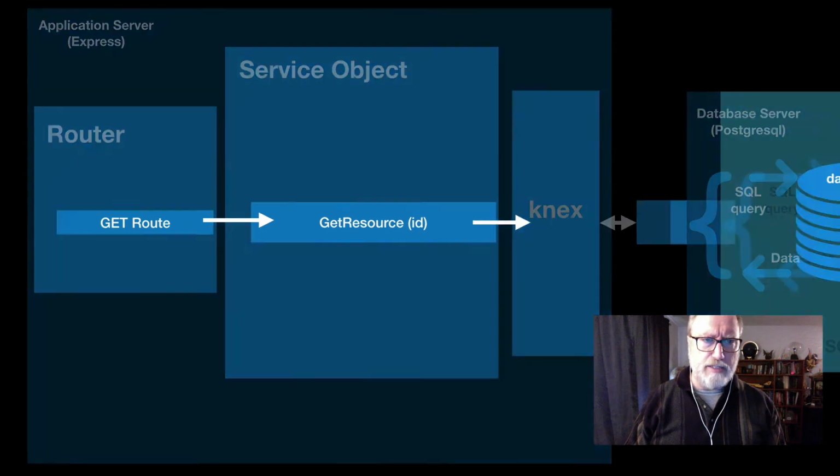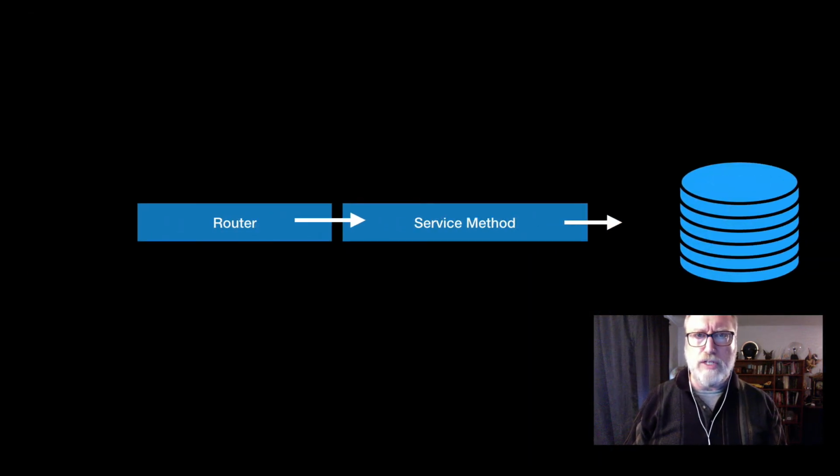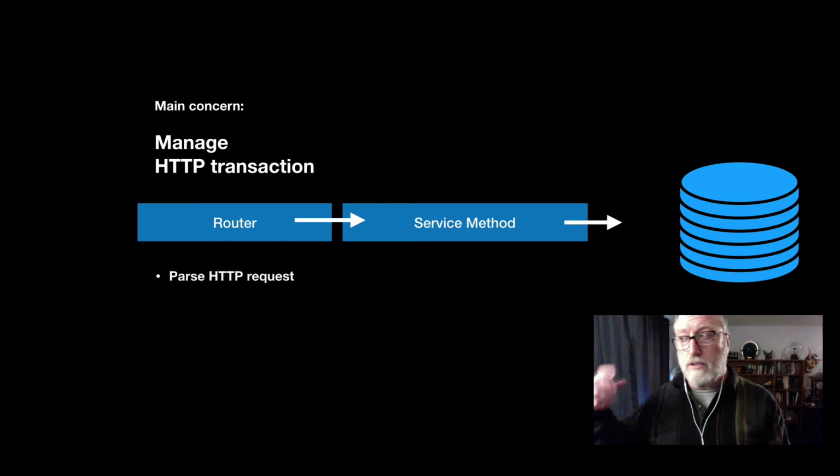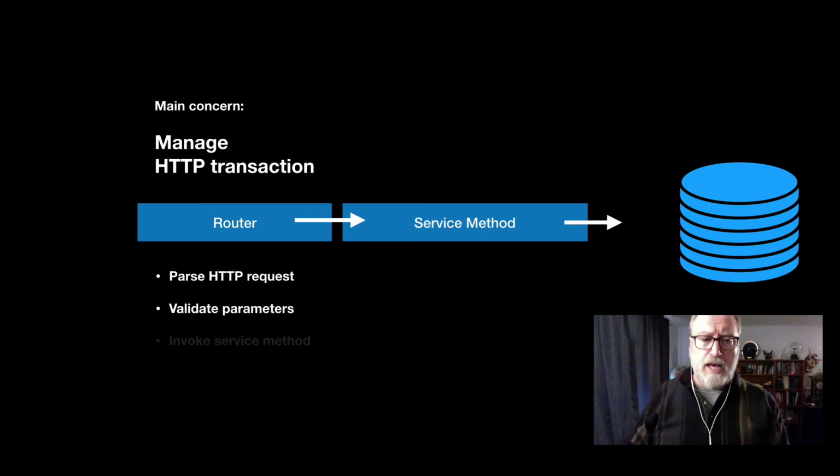Let's focus on just one of these routes, just the get on a particular URL. We're going to break our code down into a router, the thing that is concerned about the request and the response, and a service method, the thing that is concerned about the resource that is being accessed through that router. The main concern of the router is that HTTP transaction. We're going to parse the request, we're going to validate any parameters, we're going to invoke the service method that's going to go get the resource or put the resource, whatever it's supposed to do. We're going to bring back the results there and format up an HTTP response.